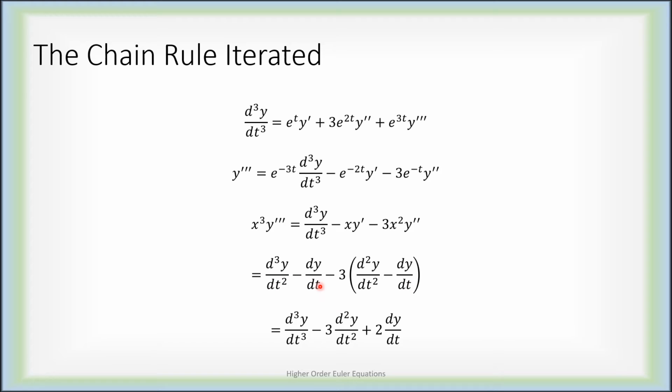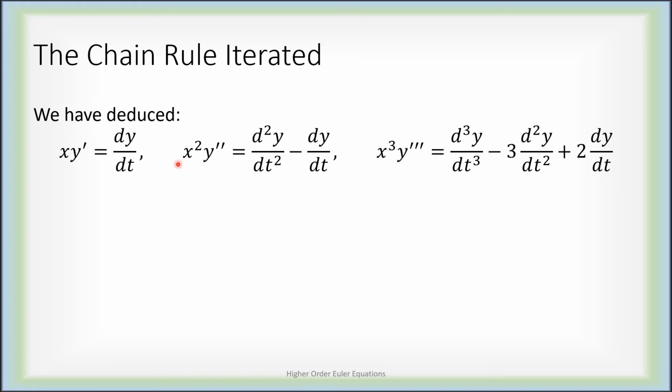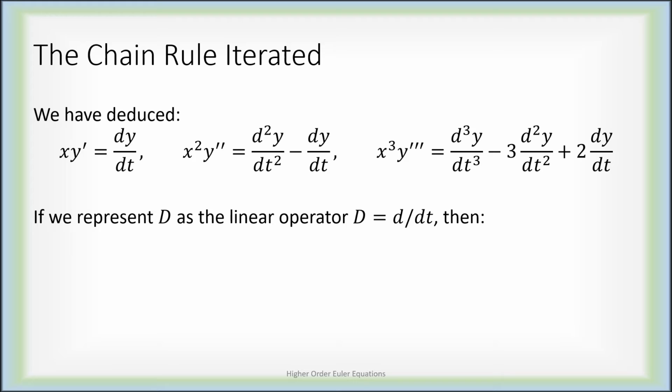Simplifying everything that results here, we end up with the third derivative of y against t minus 3 times the second derivative plus 2 times the first derivative. And this is an expression for x cubed y triple prime, where y triple prime is the third derivative against x. So far, what have we deduced? xy prime is dy dt. x squared y double prime was the difference of the second derivative of y against t minus the first, and x cubed y triple prime could be written as the third derivative against t minus 3 times the second plus 2 times the first.